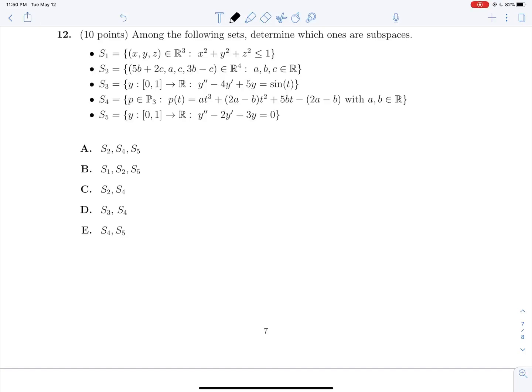So this thing is not closed under vector addition, and also not closed under scalar multiplication. The only sphere in R3 that will be a subspace is the sphere of radius 0, or the sphere of radius infinity if you want to be cool. Okay, what about subspace 2?